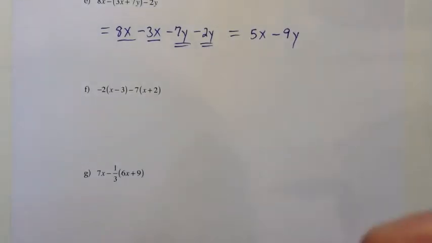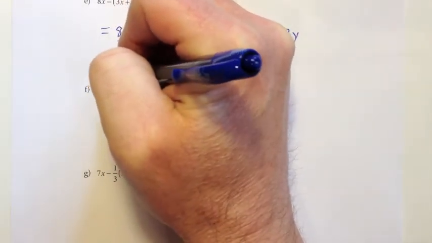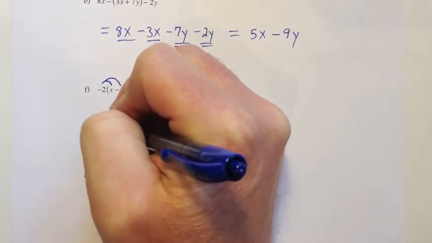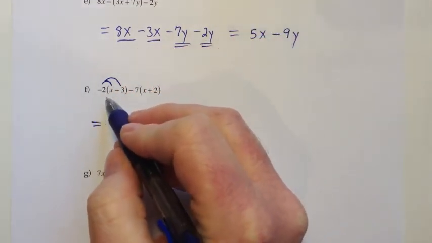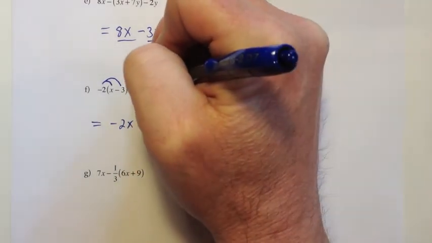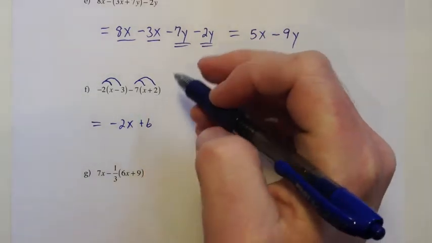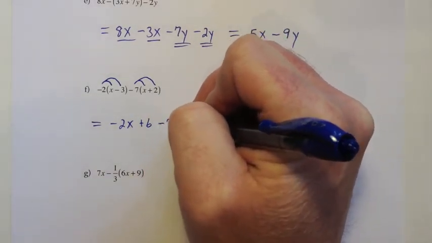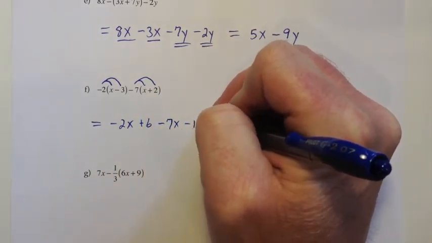So let's see. This one, we don't have to kind of imagine a number out front. We have a number out front, so we're going to distribute that. -2 times x would be -2x, and then -2 times -3 would be +6. And then I'm going to continue on at the same time. Go ahead and clear parentheses on that second part. -7 times x would be -7x, and -7 times +2 would be -14.